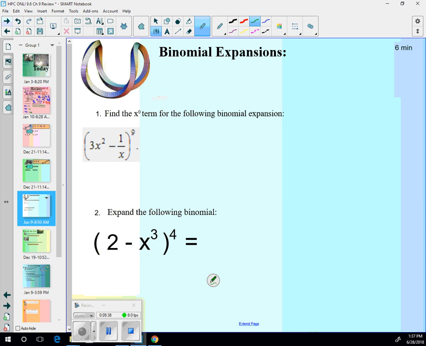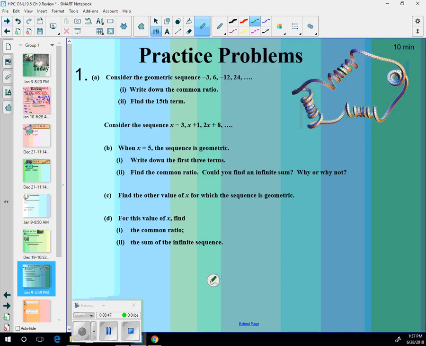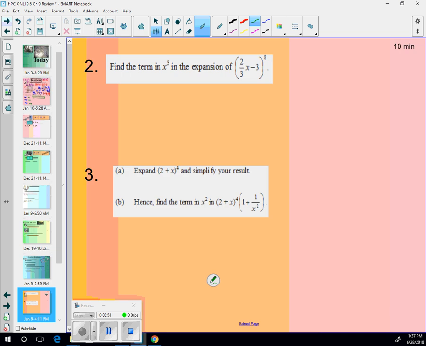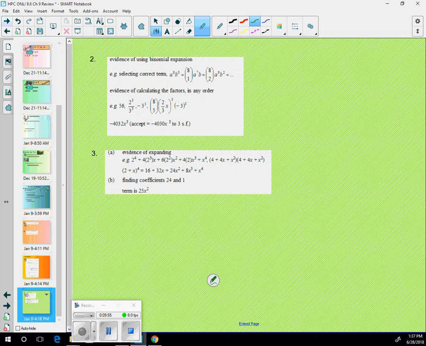I've got some binomial expansions that you can do for practice. Some review problems. This 1, A through D, 2 and 3, these have answers at the end that you can check. So that's my review for Chapter 9. It's a big one, and takes lots of practice. Ask me questions if you have them.